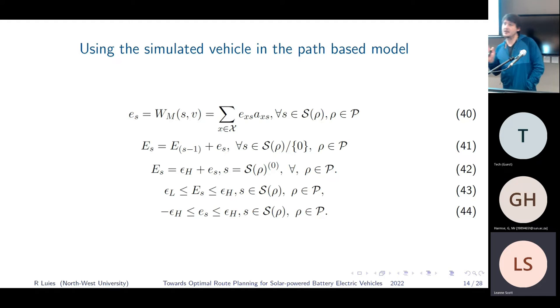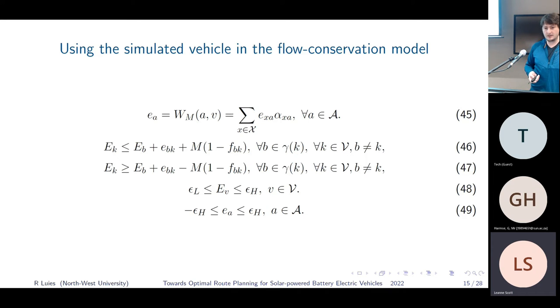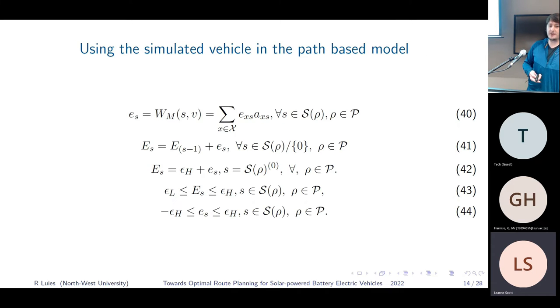And you can do this without caring too much now about when you start. You're not considering the solar panel yet, so you can start anytime. The energy going out of the battery doesn't matter when you start. You're not considering the solar panel yet. So this is for the path-based model, the constraints that are added.